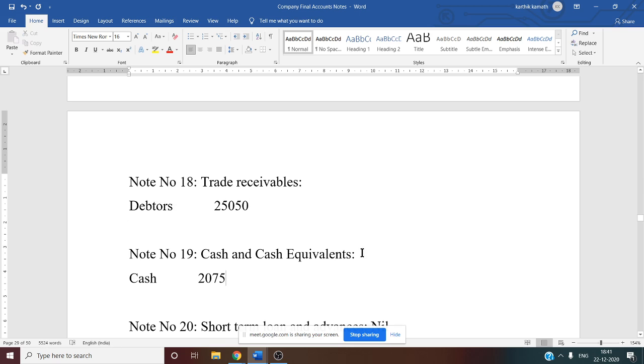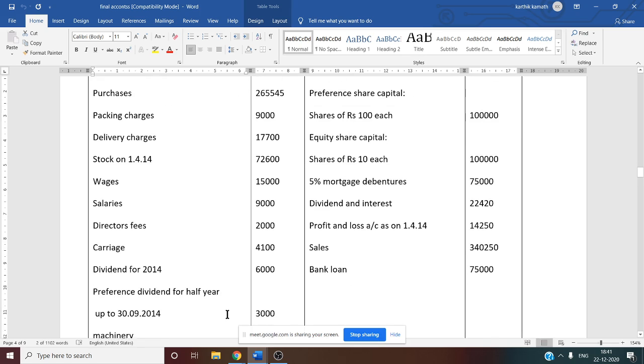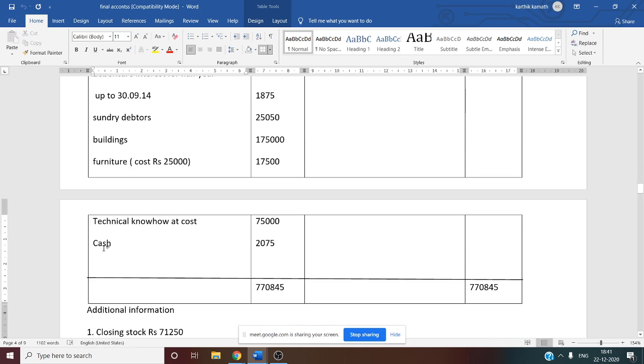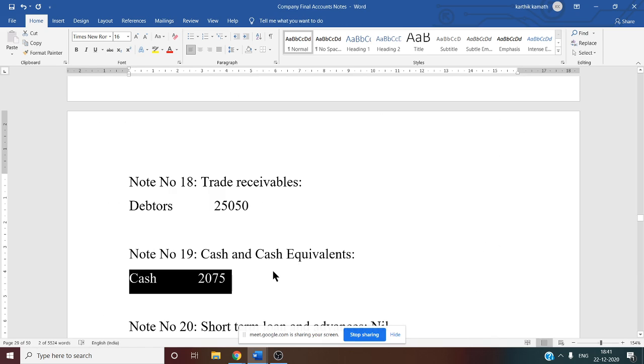Note number 19, cash and cash equivalent. Only the cash balance is given, that is 2075. Directly you can consider that information. Whether cash in hand or cash at bank information is given in the question? No. They have just mentioned cash. So it doesn't matter. If cash in hand is there, you have to write cash in hand. If cash at bank is there, that also you can consider under note number 19.